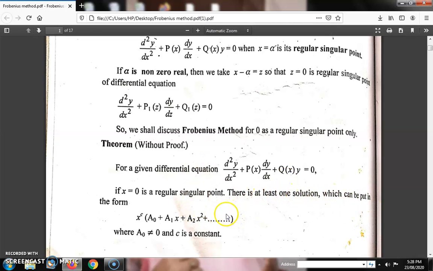In the power series method we take the solution a0 plus a1x plus a2x square. Here we are taking x raised to power c also outside. It is the only difference between the power series method and the Frobenius method, where a0 is not equal to 0 and c is any constant. Students, we are discussing the different methods to find series solutions of differential equations. If 0 is an ordinary point, then we can express the solution in a power series about that point. But if it has a regular singular point, then we can't apply the power series method. Then we have to apply the Frobenius method.